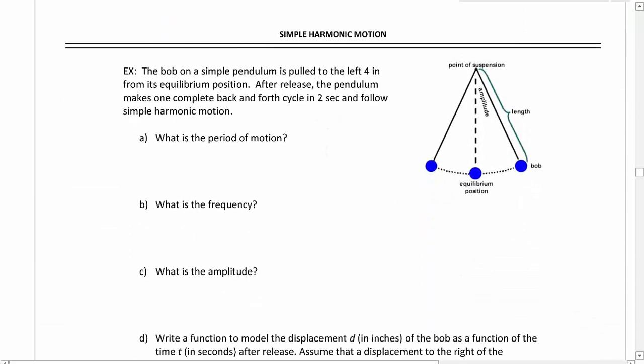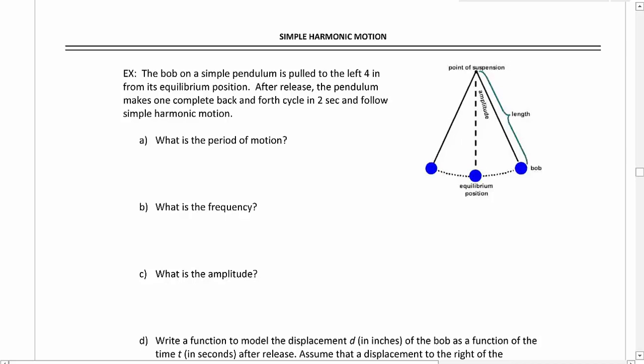Okay, one more example. This time instead of a spring, let's look at a pendulum. The bob on a simple pendulum is pulled to the left 4 inches from its equilibrium position. After release, the pendulum makes one complete back and forth cycle in 2 seconds and follows harmonic motion.